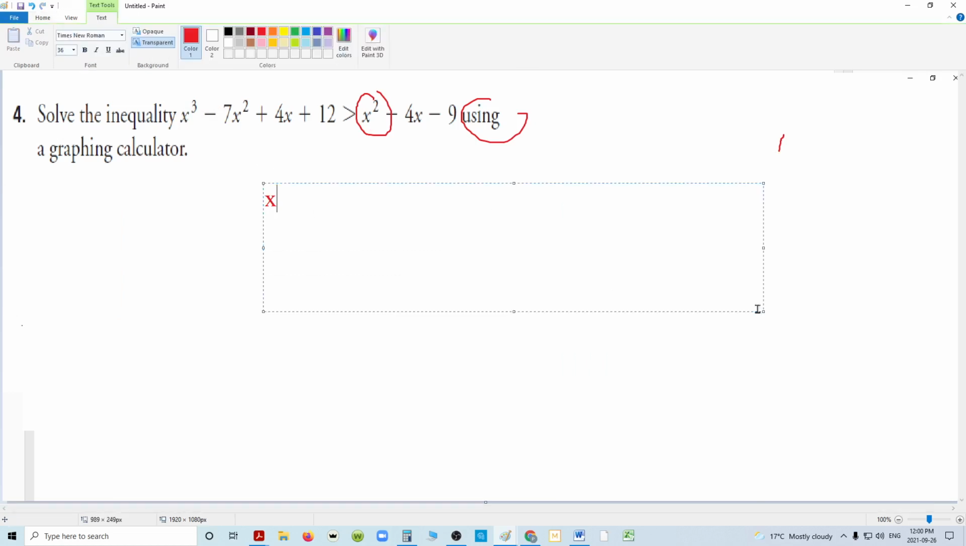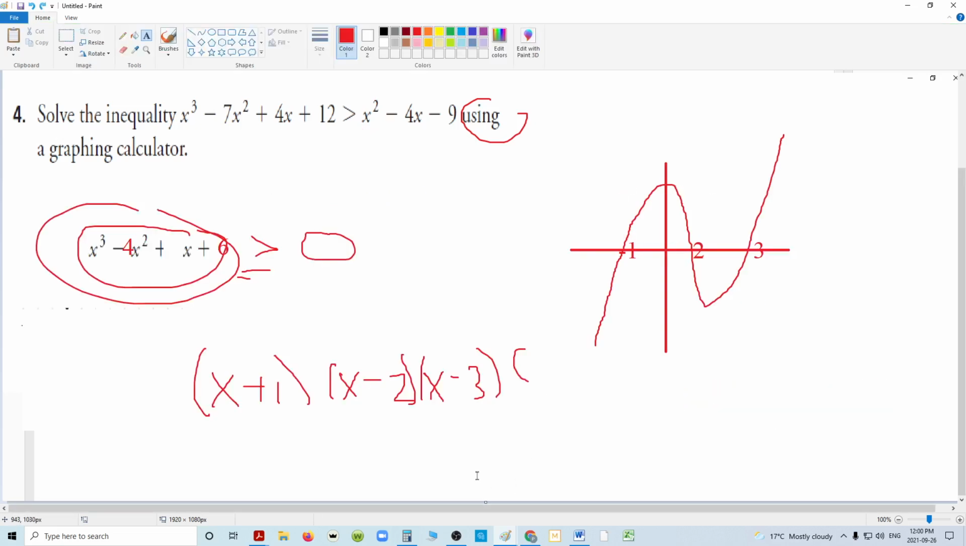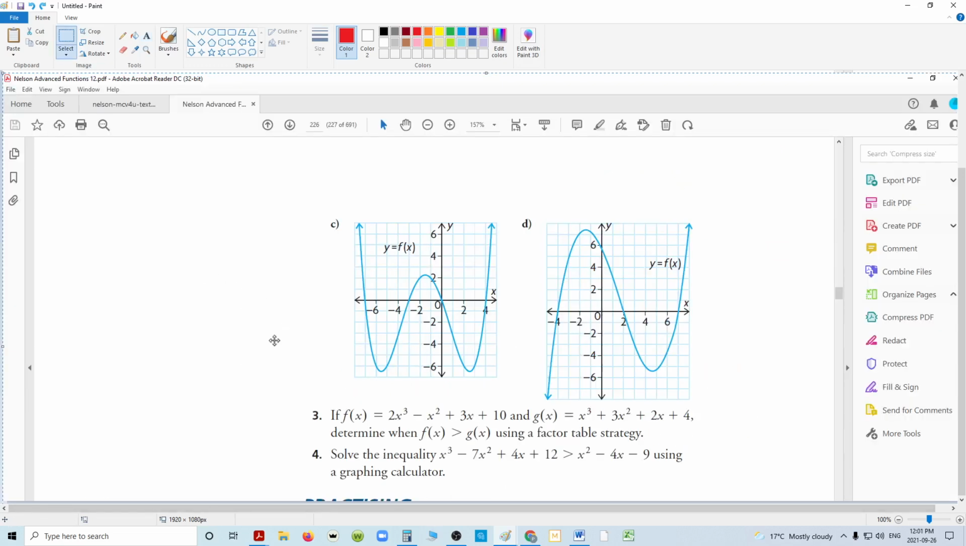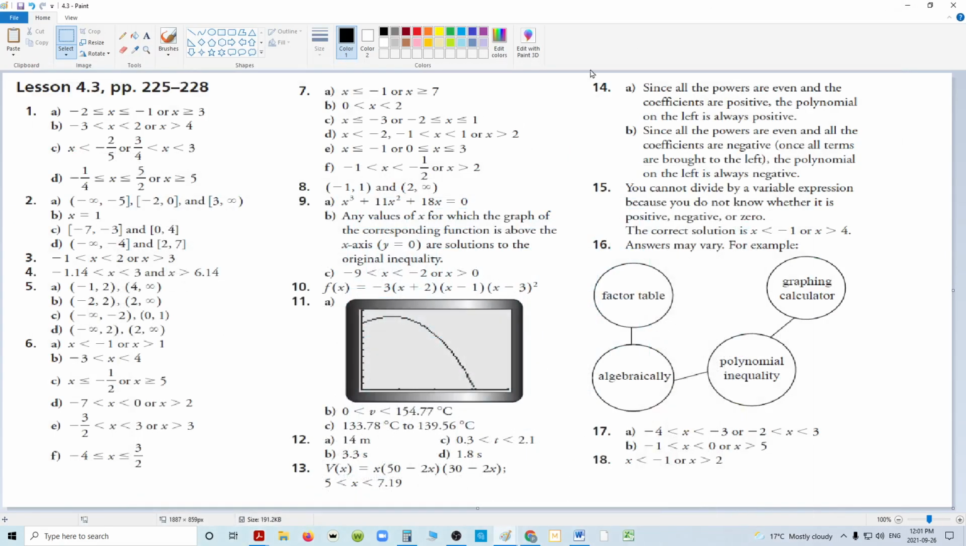What I should have been left with is x cubed minus 7x squared minus x squared is minus 8x squared, plus 4x is plus 8x, and then plus 12 plus 9 is plus 21. Oh no, that's not the one I was solving. I was solving the other one. Let's see if I got the other one right. Looks like I have to go back. Yeah, so what happened here is I was working on 3 and I put 4 into Desmos, so sorry, that's all over the map on that one.